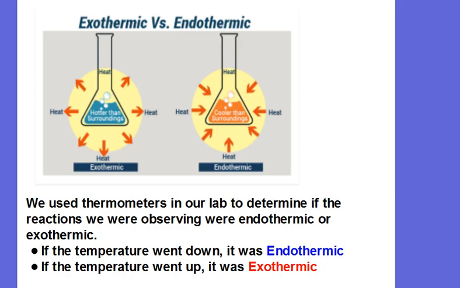So what does it look like? We used our thermometers in our lab to determine if reactions we were observing were endothermic or exothermic. If what you're making ends up being hotter than the surroundings, that's exothermic. If it's cooler, it's endothermic. So when we were using our thermometers, if we noticed that the temperature was going down, that means it's an endothermic reaction. If the temperature was going up, exothermic.